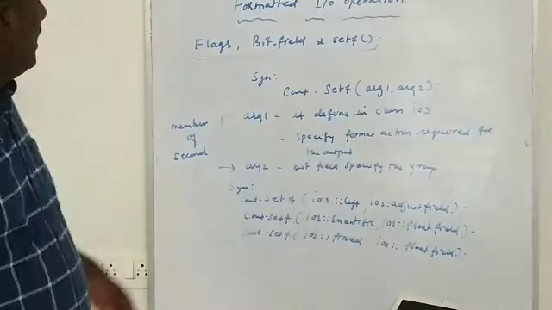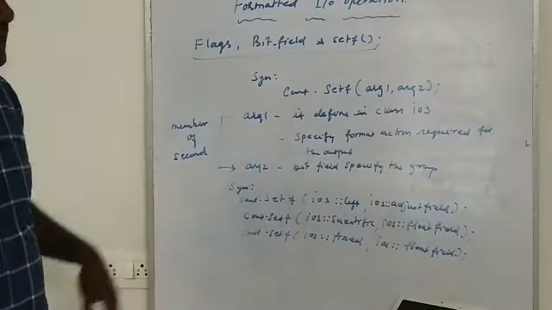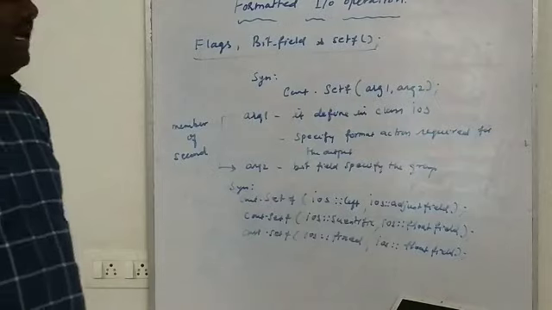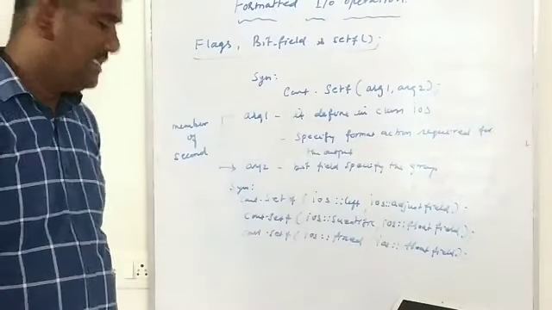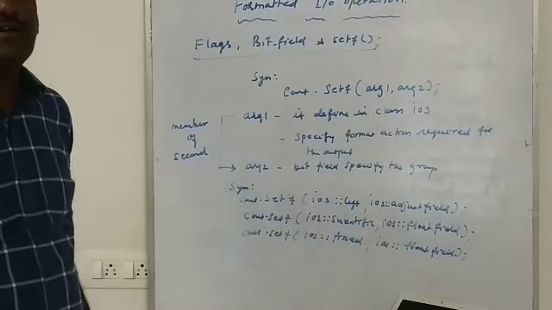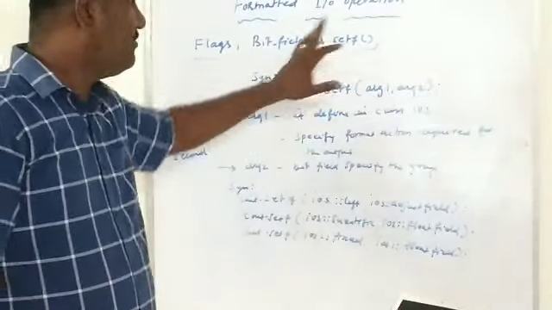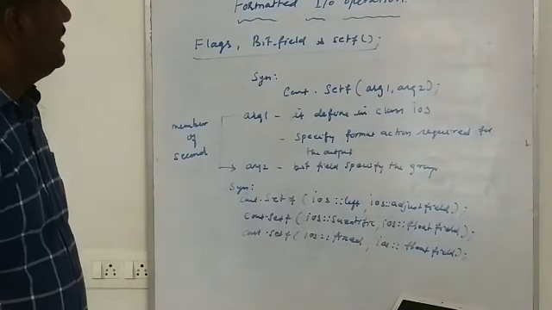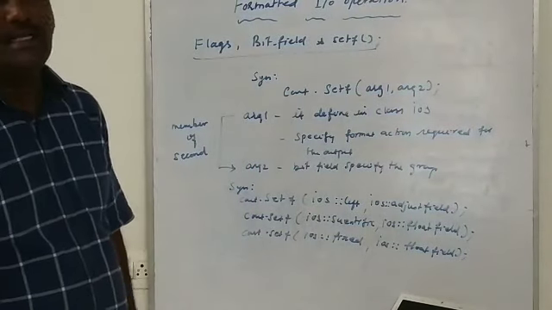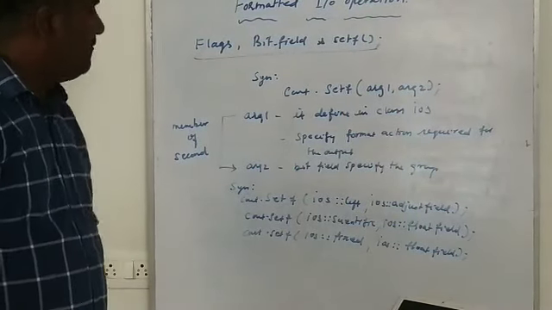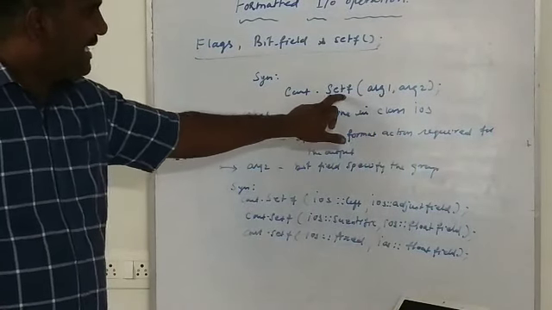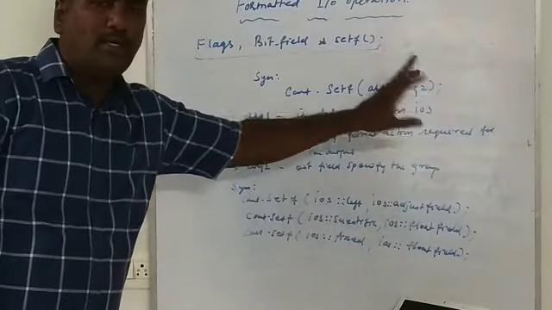Next, formatted IO operation with flags, bitfield and setf function. The setf is a member function of the IO class. The setf stands for set flags. Okay, so the syntax of the setf function is cout dot setf argument 1 comma argument 2.